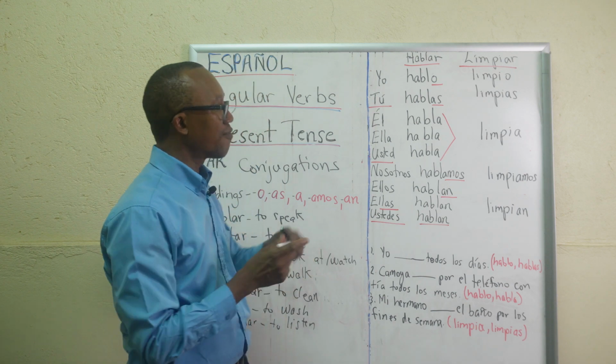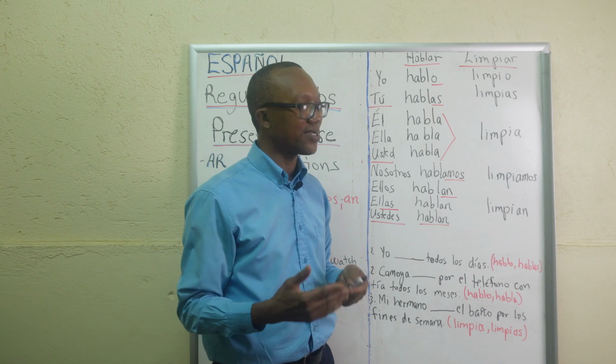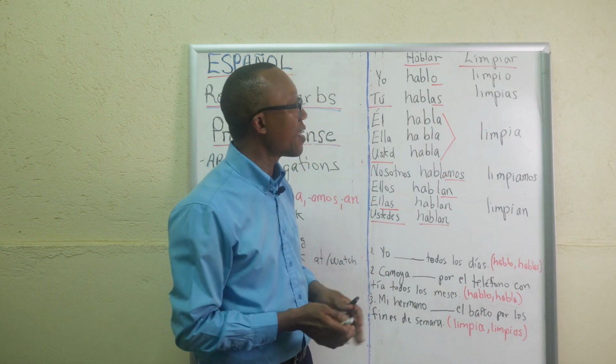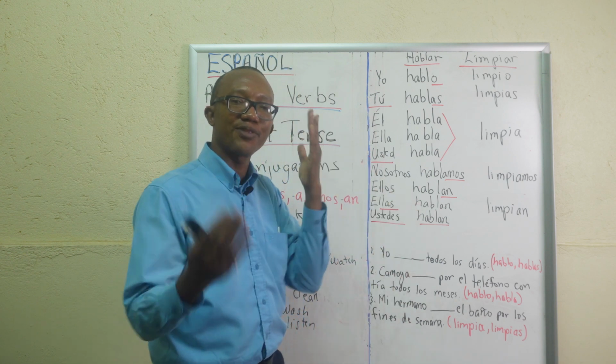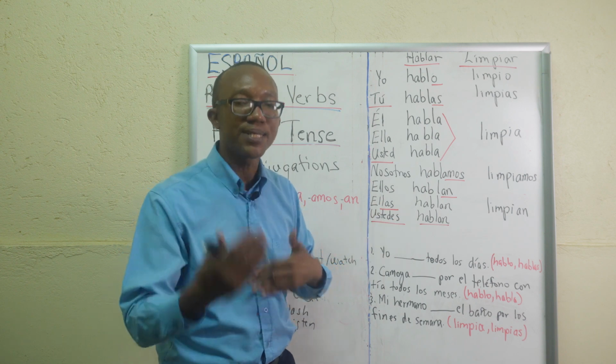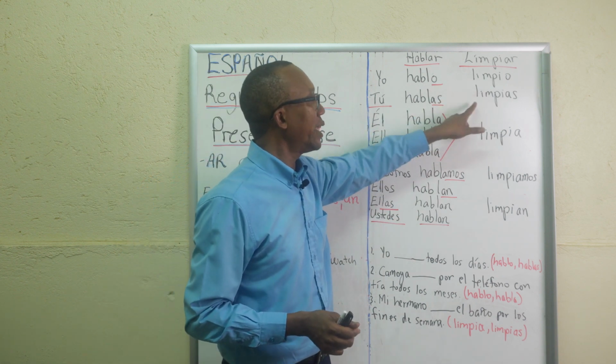All right, let's take another verb. Limpiar, to clean. So I clean my house. Yo limpio la casa todos los días, every day. And notice present tense is something you're always doing. It hasn't happened one time. It keeps happening. Present tense. See? So, yo limpio, tú limpias.